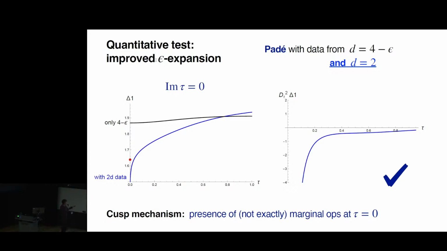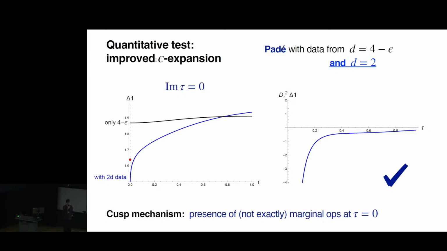Those authors actually noted that something must be going wrong at tau equals 0 because this red dot is a bootstrap upper bound, which is not satisfied by their curve. So something's going wrong near that point. And indeed, including this extra data, I find this blue curve, which does go below the red dot, and has this expected singular behavior at tau equals 0. And I checked that the covariant second derivative is negative everywhere along this real slice, as predicted.